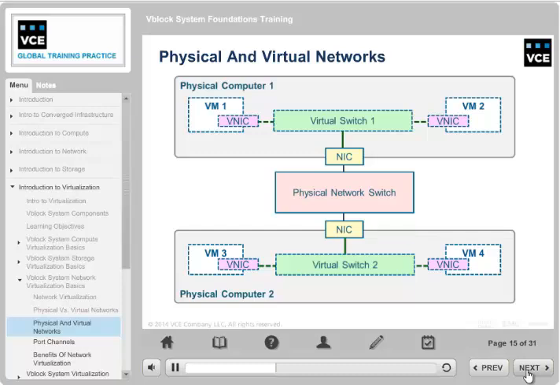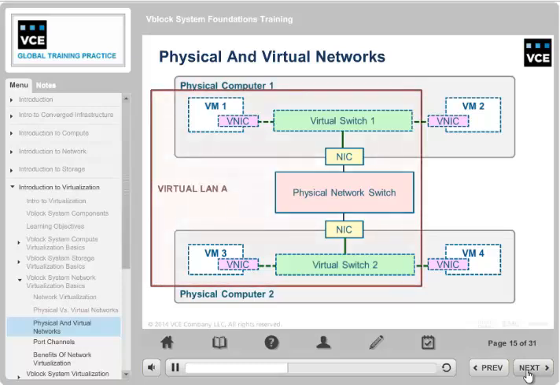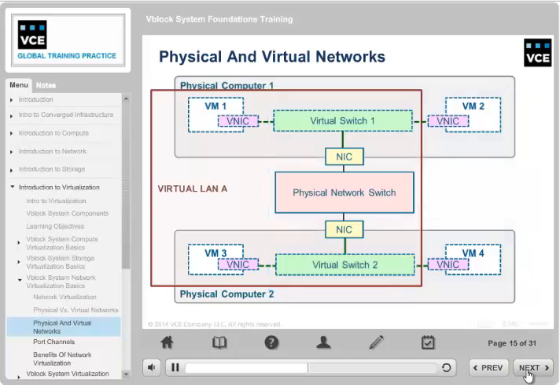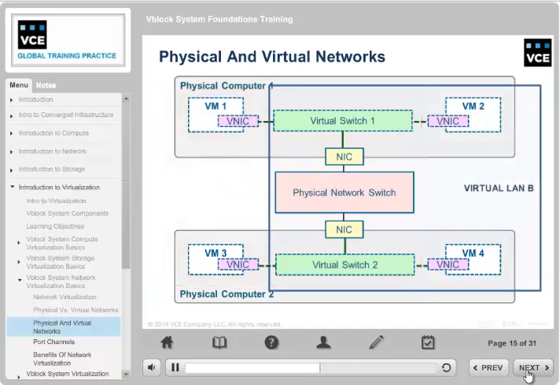These virtual switches function like physical switches, but they are software loaded onto the physical computer. Virtual networks can be created that include both virtual and physical network resources and can span across physical computers. In this example, there are two virtual networks. Notice that VM1 and VM3 are part of VLAN A, and VM2 and VM4 are part of VLAN B.